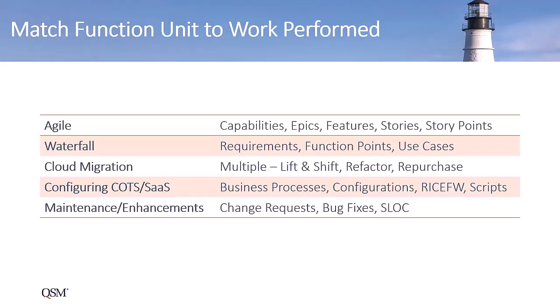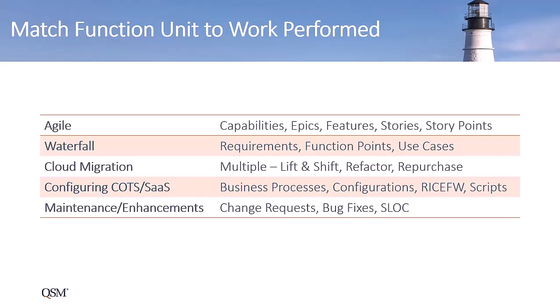Agile, familiar function units here are capabilities, features, epics, stories, and story points. Waterfall development can use a wide range of function units, but we typically see requirements, function points, use cases, and the like. Cloud migration can use multiple function units, and that will depend on the nature of the work being done. Is it a lift or shift? Are we refactoring or repurchasing?